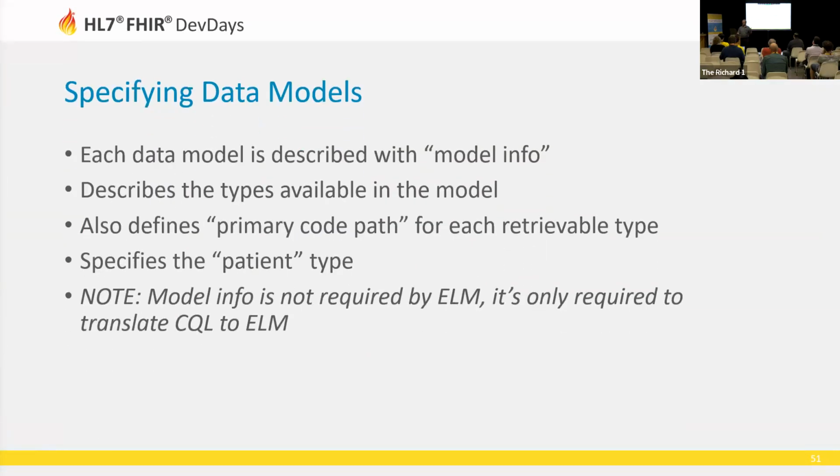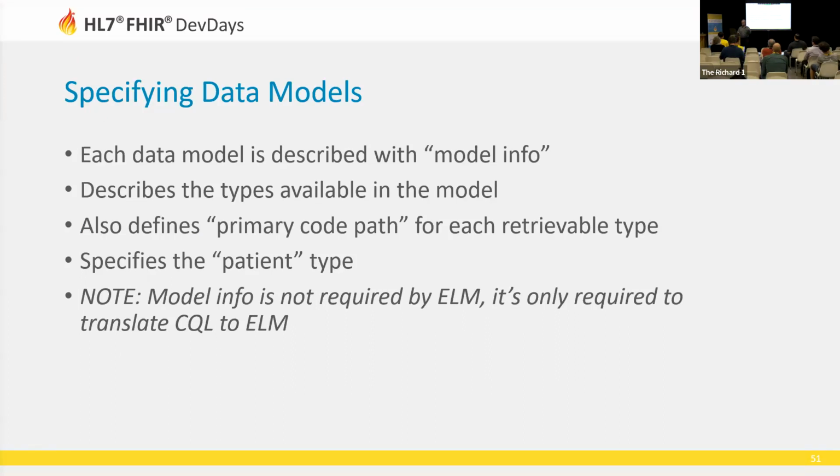So each data model is described with the model info, and it also specifies a primary code path for retrievable types. So if you have a condition, the primary code path is typically code, and that when you retrieve means that your terminology target will reference that code. We'll look at that a bit more. It also specifies a patient type, so it knows how to, like the age in years at function, for example, knows how to get to the birth date for the patient through that information in the model info.